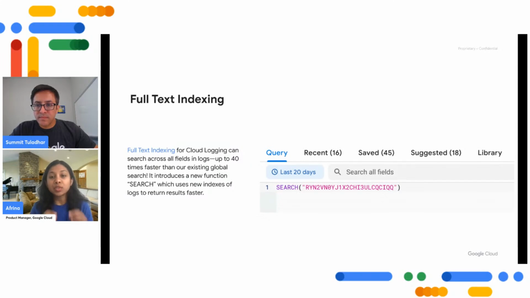This need motivated us to develop Log Analytics, which leverages the power of BigQuery for fast needle-in-a-haystack searches and aggregation. So full text indexing can search across all fields in logs up to 40 times faster. All you have to do is use the search function in parentheses and search. So when you dump in unstructured text, you can make use of full text indexing to perform your log analysis.